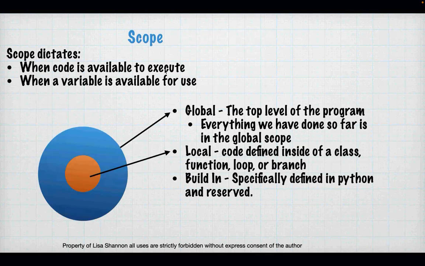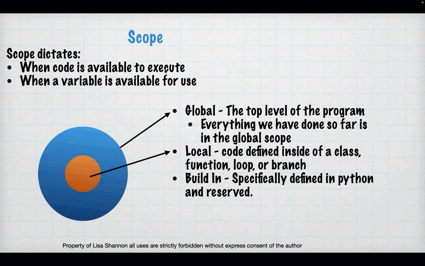So, scope. Scope dictates when code is available to execute and when a variable is available for use. Everything we've done so far has been in the global scope, so we haven't really had to talk about scope. There is another scope that we do have to talk about, and that is the local scope, because tonight we are introducing the concept of a local scope.